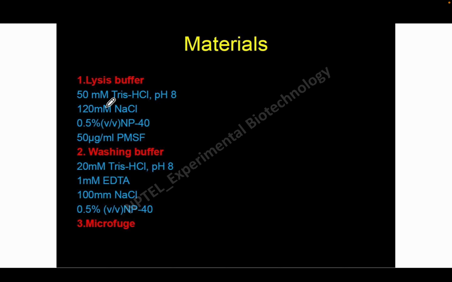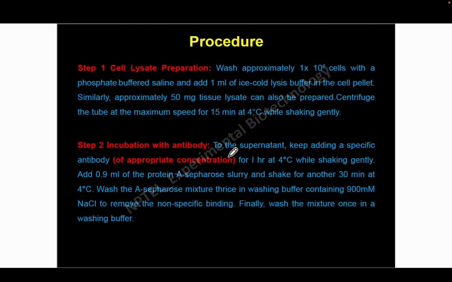For materials, you have Tris HCl buffer, NaCl, NP40 detergent, and PMSF, which is a protease inhibitor. For lysis buffer, you will have all this. For washing buffer, you have again Tris HCl buffer, EDTA, NaCl, and NP40 detergent. So you have to prepare the cell lysate. Wash approximately 1 million cells with phosphate buffered saline and add 1 ml of ice cold lysis buffer to the cell pellet. Similarly, approximately 50 mg of tissue lysate can also be prepared. Centrifuge the tube at maximum speed for 15 minutes at 4 degrees Celsius while shaking gently.